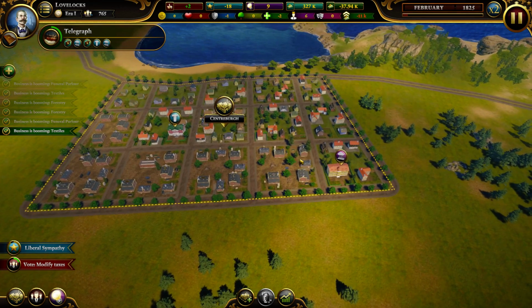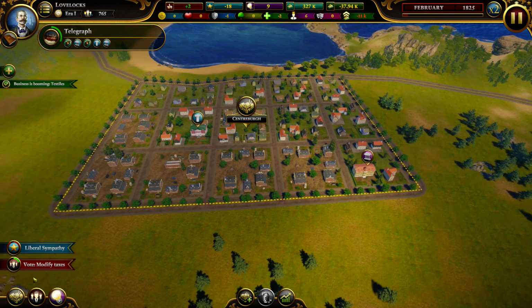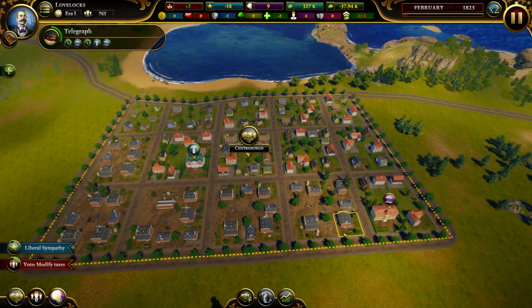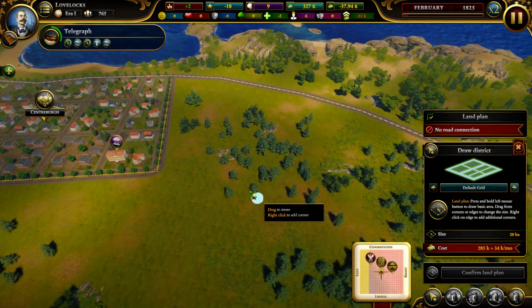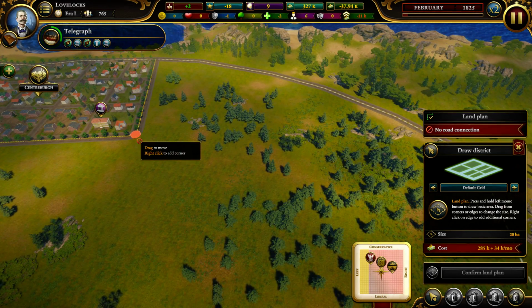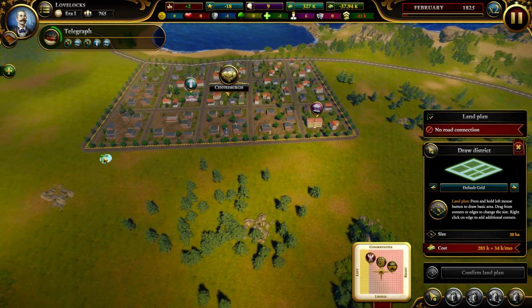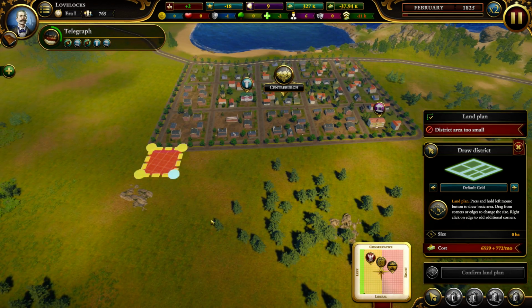The other thing I could do is, why don't I build another district? Business is booming in textiles. Cool. Why don't we build another district too? I could spend some of my own money to do it. Create a district. I'm going to build it in this direction since our services will reach it. Assume I can, right?